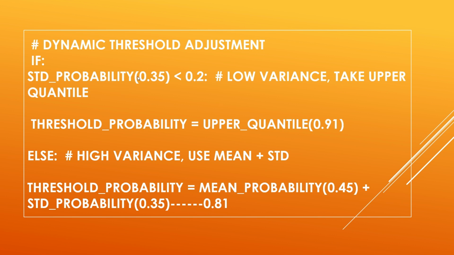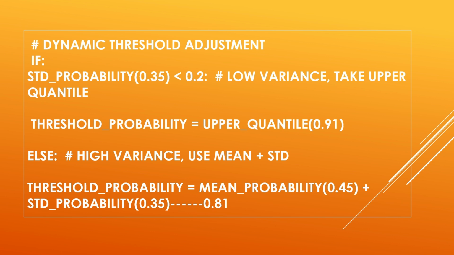As I told you earlier, our fraud probability deviation is 0.35 in our fraud records. It's moderate. So otherwise, if it is greater than 20%, then use this formula: mean plus standard deviation. The mean probability in our case is 0.45 plus the standard deviation of 0.35. If we add this, it becomes 0.81. That's why it was showing the processing with auto threshold equal to 0.81.